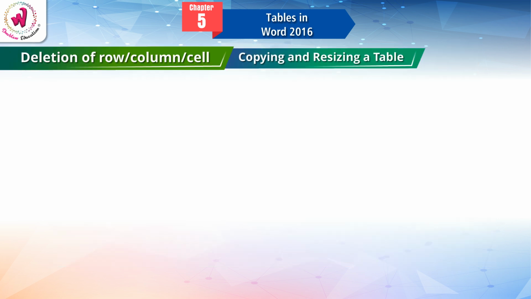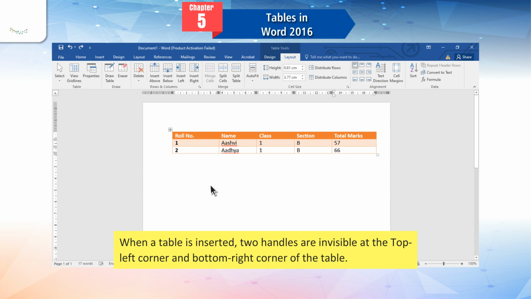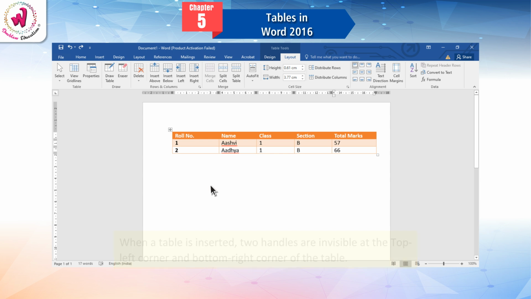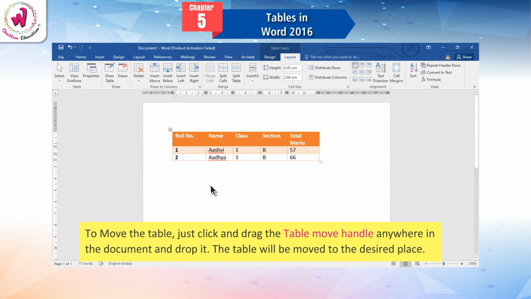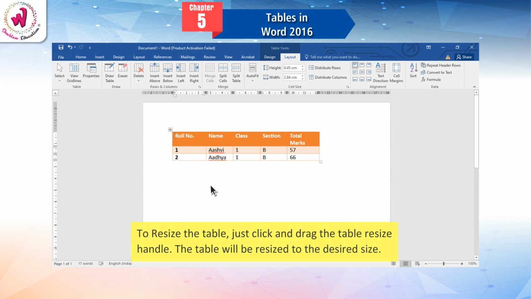Copying and resizing a table. When a table is inserted, two handles are invisible at the top left corner and bottom right corner of the table. The handle at the top left corner of the table is called Table Move Handle. The handle at the bottom right corner of the table is called Table Resize Handle. To move the table, just click and drag the Table Move handle anywhere in the document and drop it. The table will be moved to the desired place. To resize the table, just click and drag the Table Resize handle.